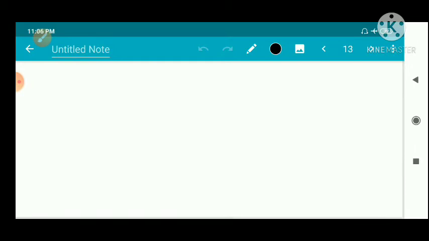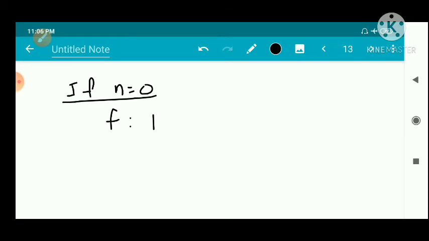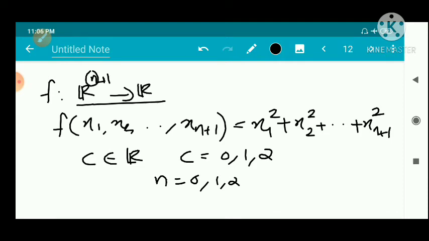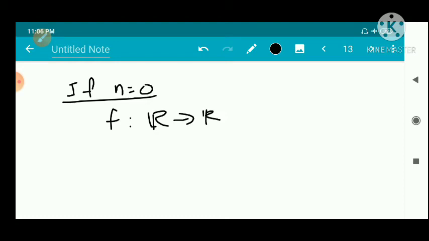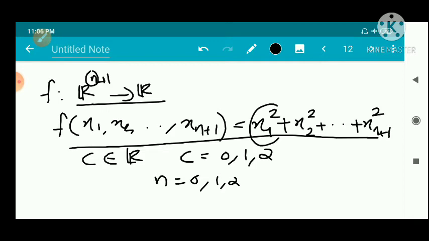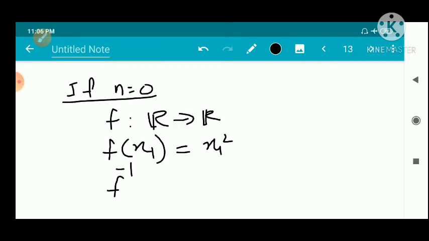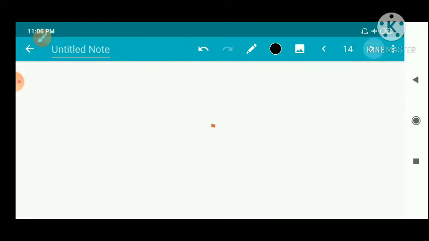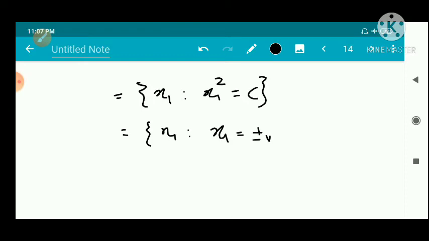So first case, if n equal to 0, then f is a function from Rn plus 1 to R. n equal to 0 means f is from R to R. So the definition becomes f of x1 equal to x1 square. This is the general definition. Here the domain is R, so only x1 is there. Now f inverse of c, by definition, is the set of all x1 such that f of x1 equal to c. That is, x1 square equal to c. That is, x1 equal to plus or minus root c.